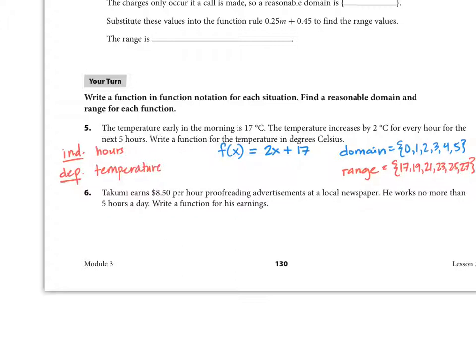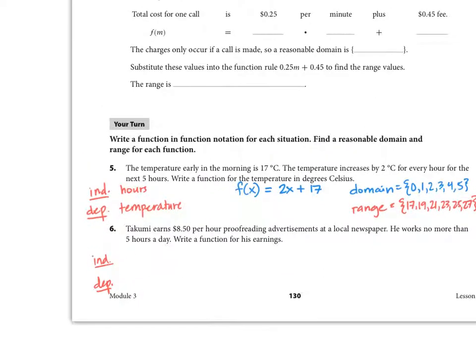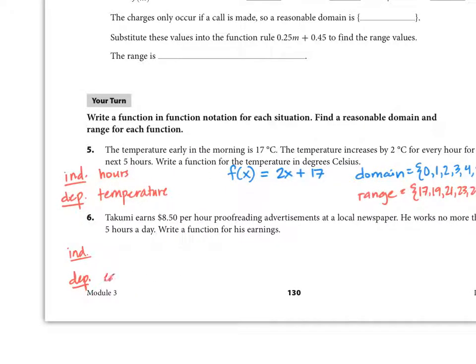Okay, try number 6, last one here. Takumi earns $8.50 per hour proofreading advertisements at a local newspaper. He works no more than 5 hours a day. Write a function for his earnings. So the dependent variable is the earnings, and the independent is the number of hours. Right? The earnings depends on the number of hours worked. Our function is f of x, that's our earnings, equals $8.50 times x.